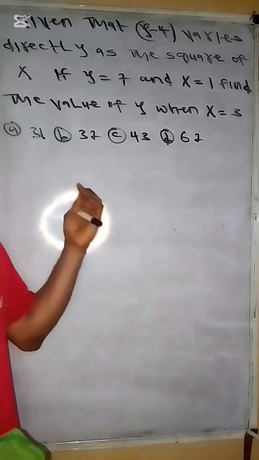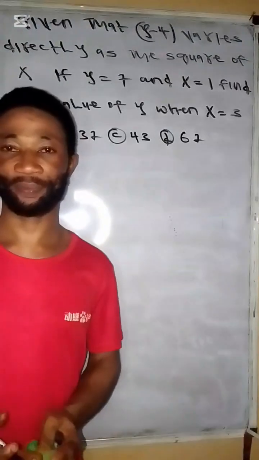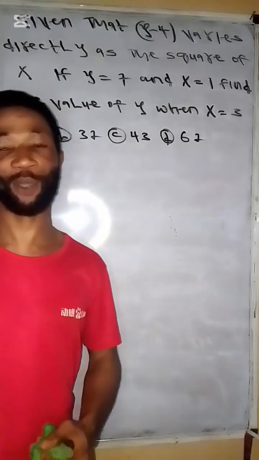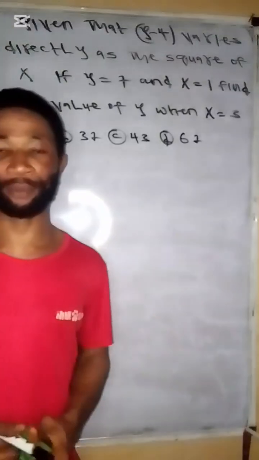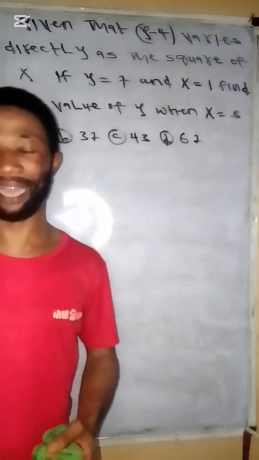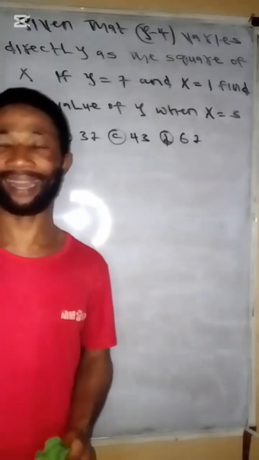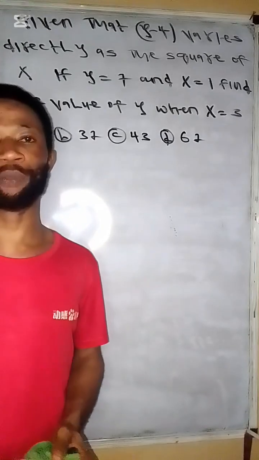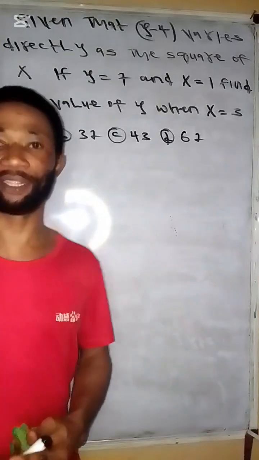So this evening we are going to be looking at a very simple topic, and the topic is variation. Now, what is variation? Variation is a topic in mathematics that deals with the relationship between two or more variables. And we have four types of variation, namely direct variation, inverse variation, joint variation, and lastly the partial variation. Each of these variations will be treated in series, and questions on them will be completely solved.